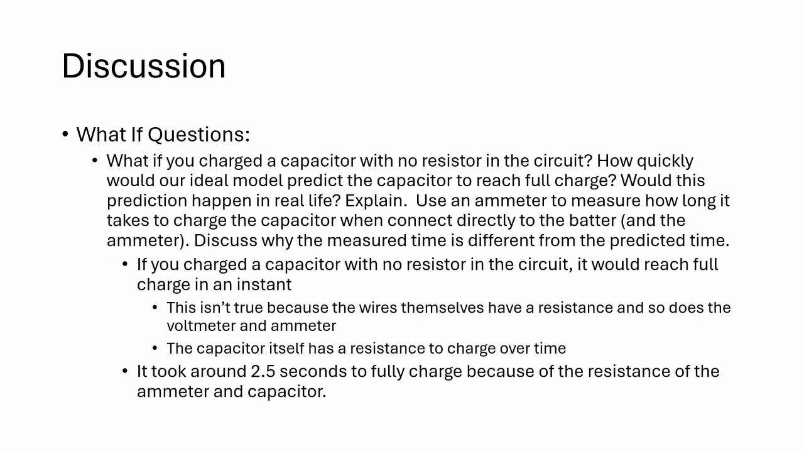Here are the what-if questions. If we charge the capacitor with no resistance in the circuit, it would reach a full charge in an instant. This isn't true because the wires themselves have a resistance, and so does the voltmeter and the ammeter, and the capacitor itself has a resistance to charge over time. It took about 2.5 seconds to fully charge because of the resistance of the ammeter and the capacitor, so it differs because there's resistance in other things.